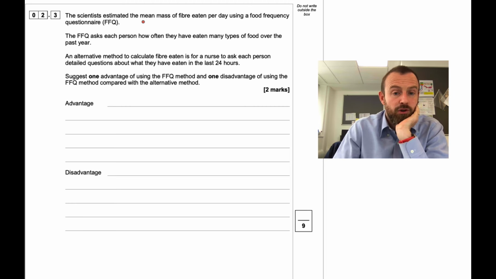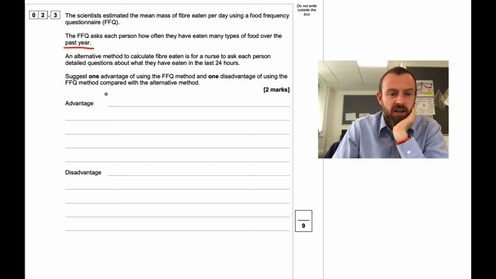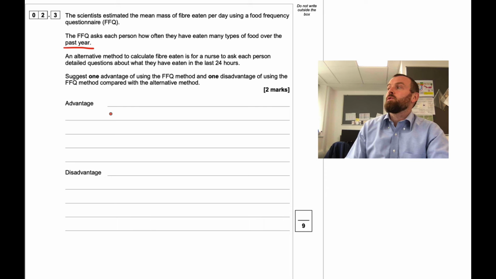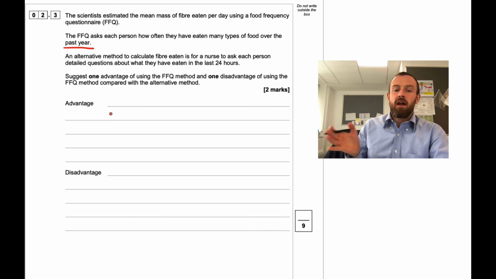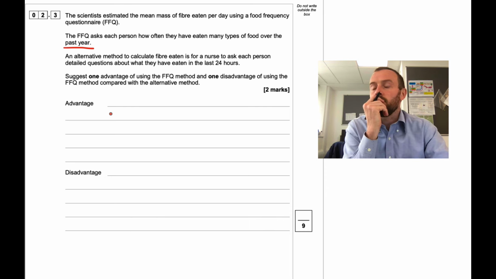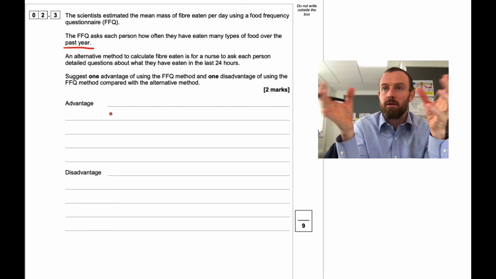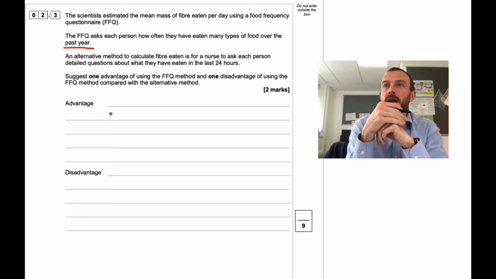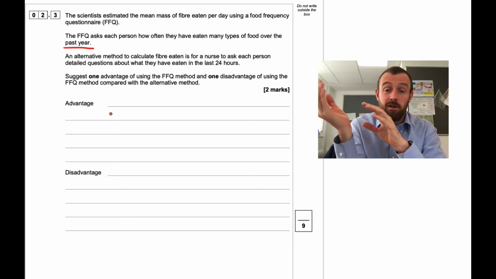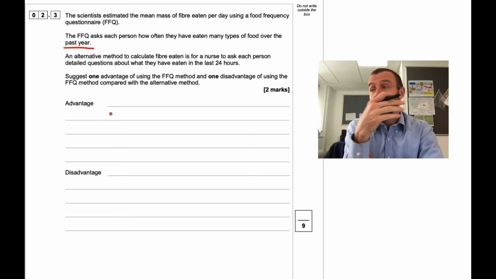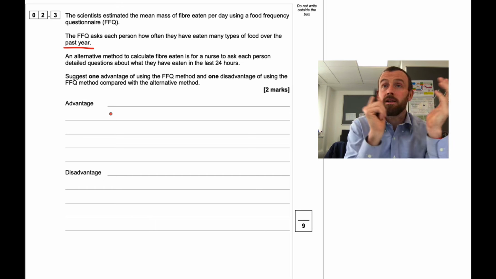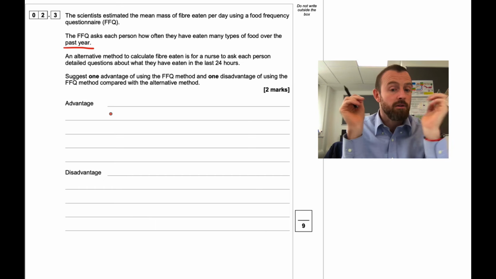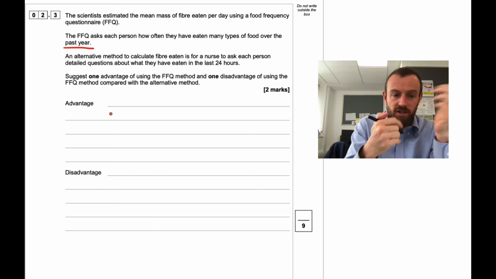So FFQ is over the past year. So the advantage is the fact that your diet is going to be different every single day. So by asking people to estimate what they've eaten over the past year, you're getting more of an average view of the diet. Because some days, maybe you eat fish and chips on a Friday, every single Friday, but then you eat some salad on a Monday. I don't know. So maybe it changes.